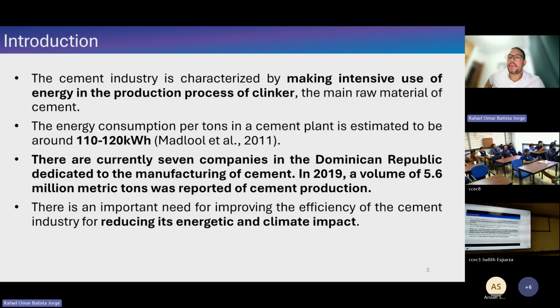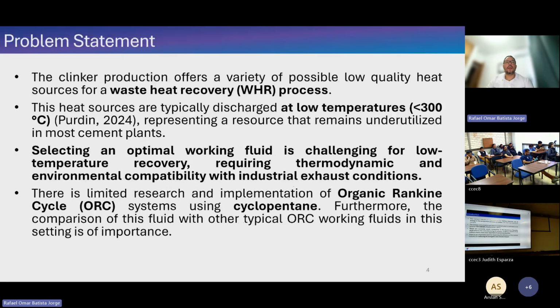Currently, in the Dominican Republic, there are 7 companies dedicated to the manufacturing of cement. We are one of the main cement manufacturers in the Caribbean area, with a volume of 5.6 million metric tons in 2019. And it is clear that in order to reduce the energetic and climate impact of the cement industry, there is a need for improving its efficiency, right? So this brings us to the problem.